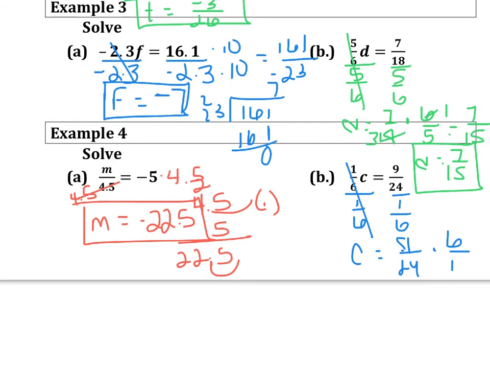And again, we can cross simplify. 6 goes into itself once and into 24 4 times. So when we multiply straight across, we will find that C is equal to 9/4. Now that is an improper fraction, but it does not need simplified, so we're fine to leave it as our final answer. So C equals 9/4.